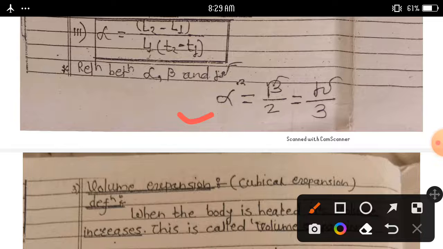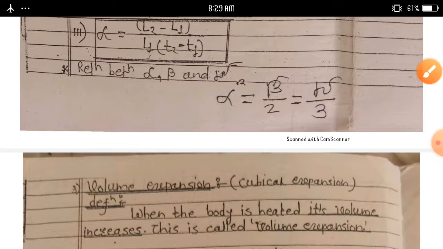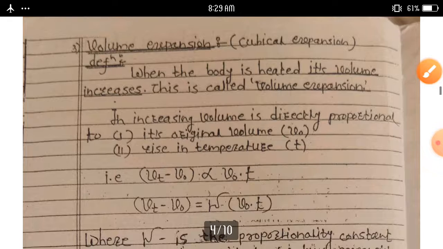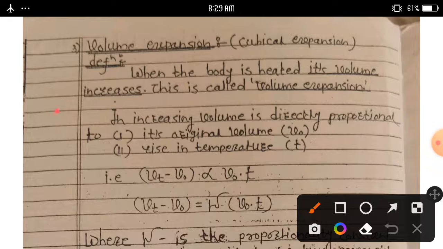This is the relation between the coefficient of linear expansion, areal expansion, and cubical or volume expansion. The third type is volume expansion, also called cubical expansion. The definition: when a body is heated, its volume increases, and this is called volume expansion.